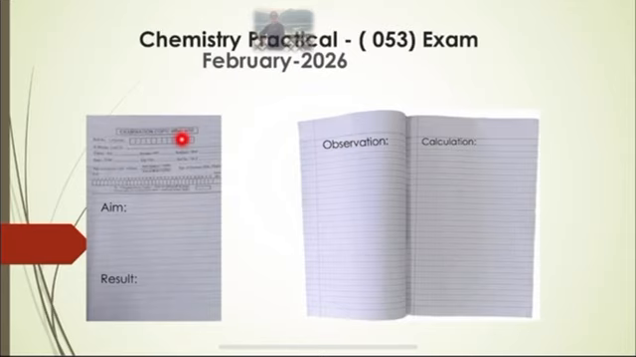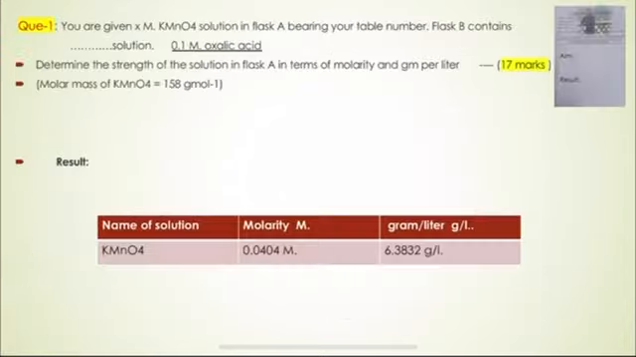In the first supplement, you have to write your exam number, center number, subject code, etc. Fill up all the details very carefully. After filling up all the details, start writing here. First we will write the aim and then we will write the result. Now we will start to write on the first page. First we will write our aim. Your aim will be given to you by your examiner.